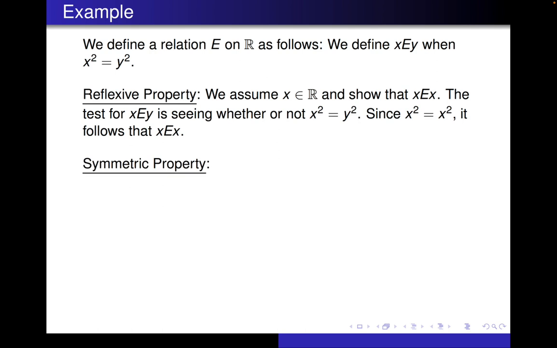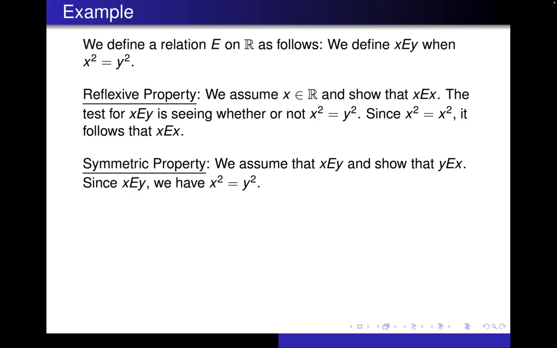Now, for the symmetric property, we're going to assume that x is related to y, and then we're going to show that y is related to x. So since we're assuming that x is related to y, we have that x squared is equal to y squared. But if x squared is equal to y squared, that means that y squared is equal to x squared. But if y squared is equal to x squared, that is exactly the definition of y being related to x.